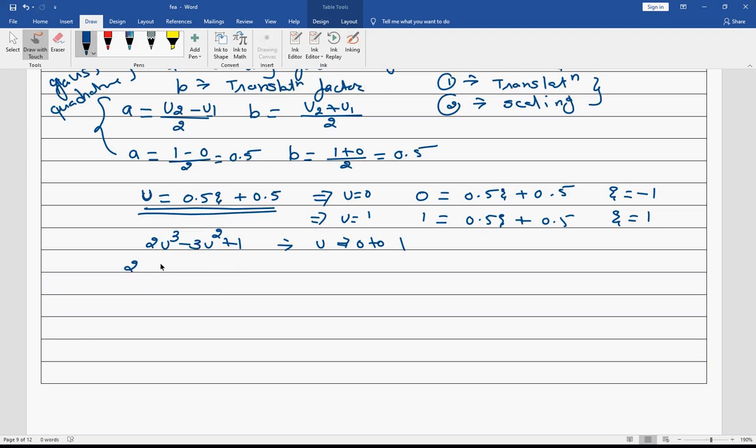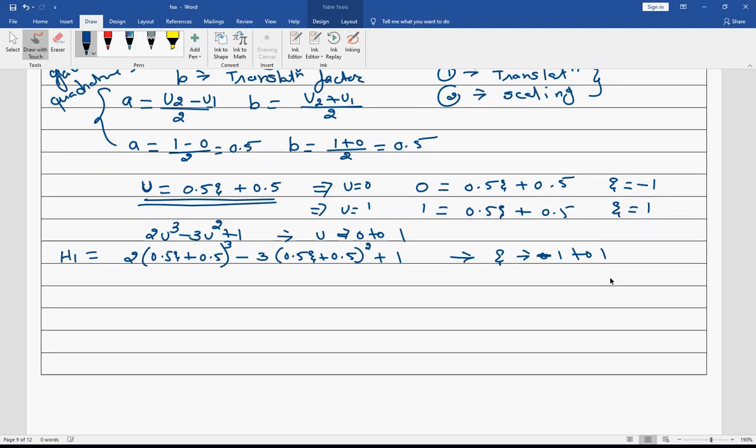So 2 times (0.5 xi plus 0.5) cube minus, of course, 3 times (0.5 xi plus 0.5) square plus 1. Okay, so this is basically me trying to find the H1 shape function. Now here in this case xi varies from minus 1 to 1. Okay, because the conversion has happened. Okay, so let's do it.